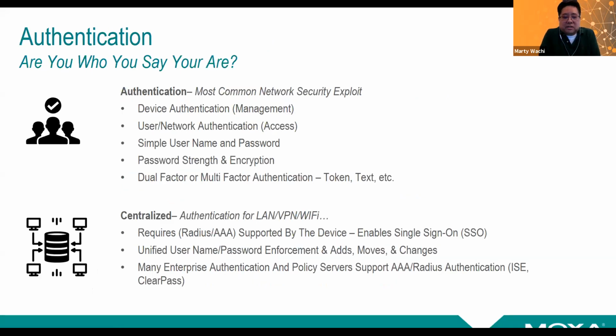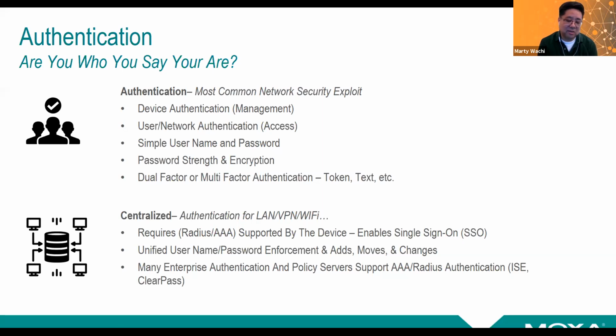So if we focus on authentication, there's two pieces of it that I want to focus on. The first one is really keeping in mind that this is the most common network security exploit. You saw in the previous data, this is where 43% of those attacks happened. So there's two types of authentication. There's the device authentication, which is management, and is that encrypted or not encrypted? There's the user and network authentication or access, in terms of how do you get onto the network.